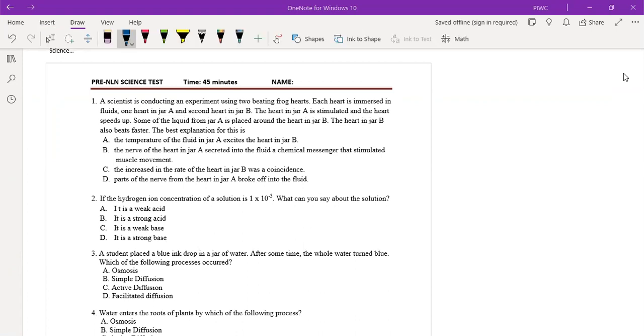A, the temperature of fluid in jar A excites the heart in jar B. B, the nerve of the heart in jar A secreted into the fluid a chemical messenger that stimulated muscle movements. C, the increase in the rate of heart in jar B was coincidence. And then D, part of the nerve from the heart in jar A broke off into the fluid. So which one do you think is the correct answer here? If you know it, you can just give the answer.